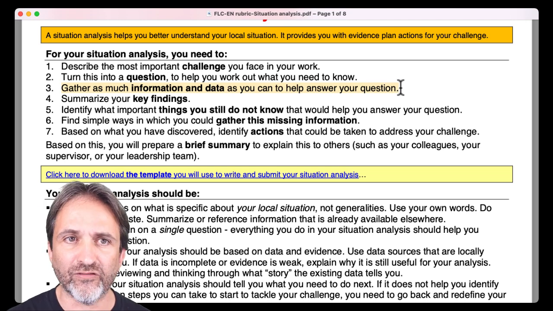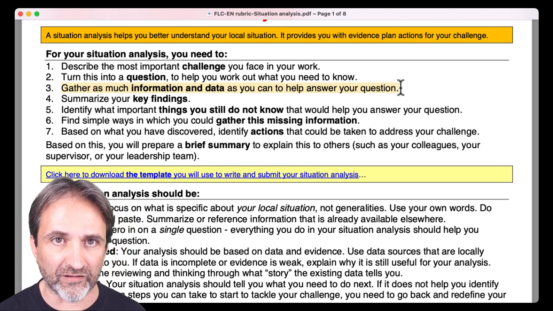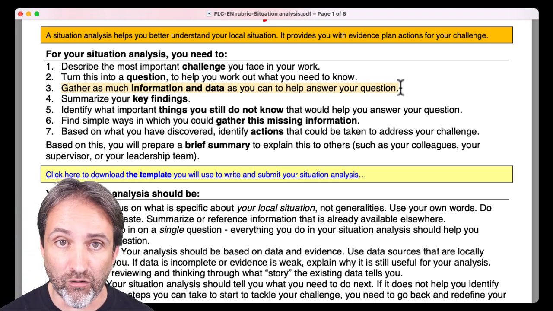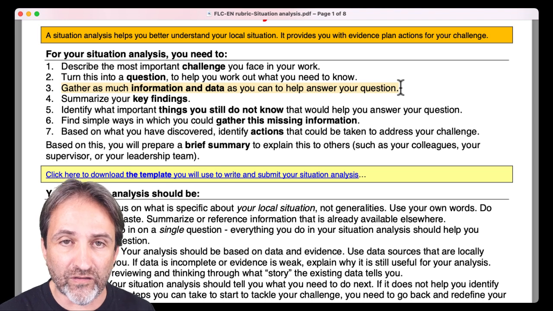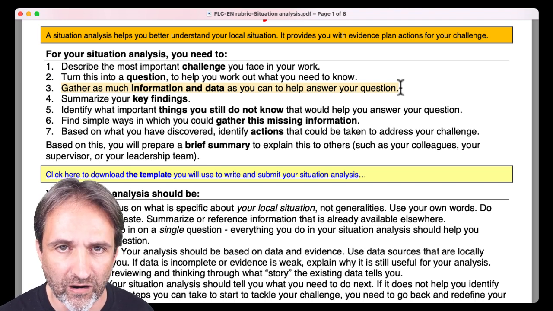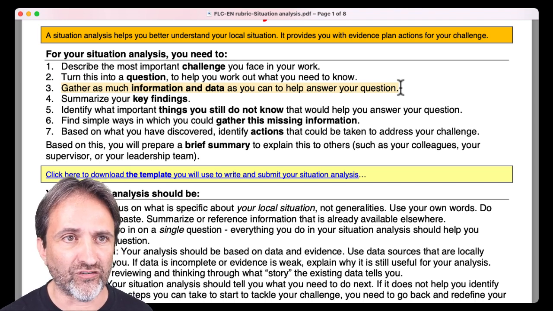Now, the data and information you have available may not be perfect. Your experience may be important data. So what you know, because you work every day in this, in your district, in your facility, at the national level, wherever you are, can help you answer your question. But you need to figure out what your data is.